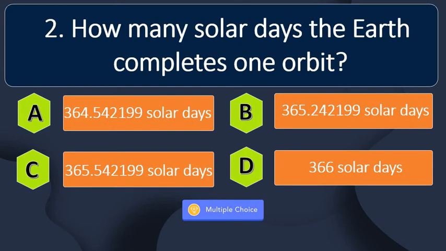Number 2. In how many solar days does the Earth complete one orbit? A, 364.542199 solar days? B, 365.242199 solar days? C, 365.542199 solar days? Or D, 366 solar days? Very good, it's letter B, 365.242199 solar days. Let's proceed with question number 3.